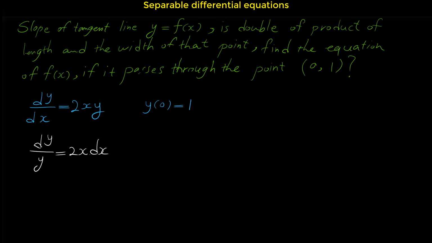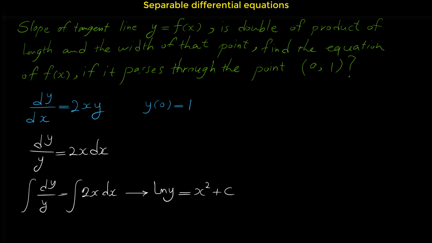Now for finding the solution, we can integrate both sides of the equation. So the integral of dy over y equals the integral of 2x dx. The integral of dy over y is ln of y, and the integral of 2x is x squared, and don't forget to add c. So this is the solution of the differential equation.